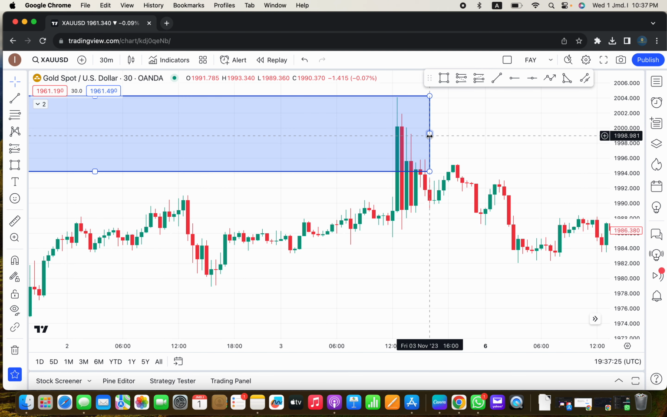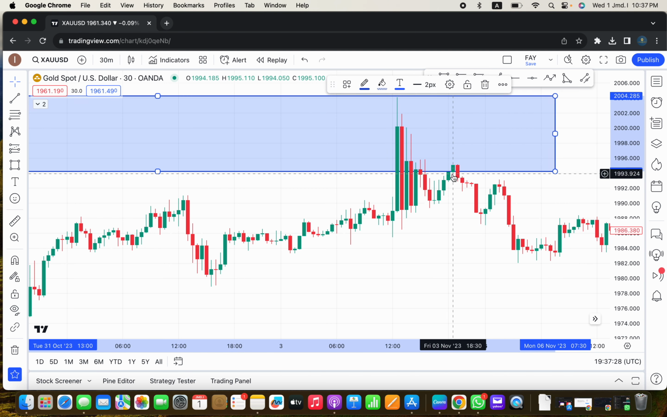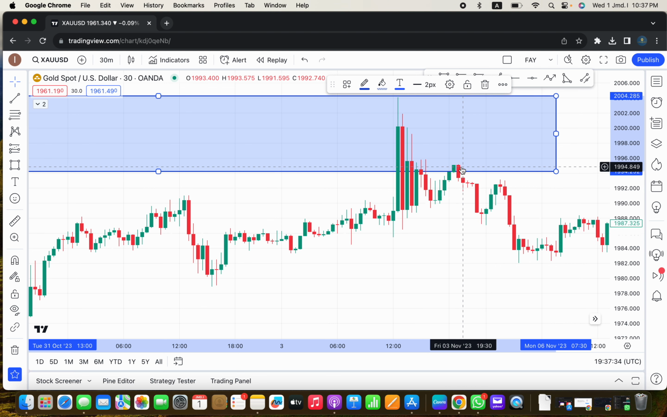Remember, it just touched it, right? And this is the first engulfing. So this is where I will now enter my market. I will place a sell here. When I place this sell, then I would wait for it.